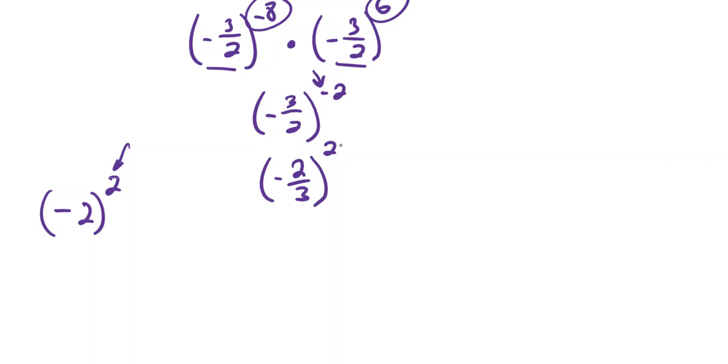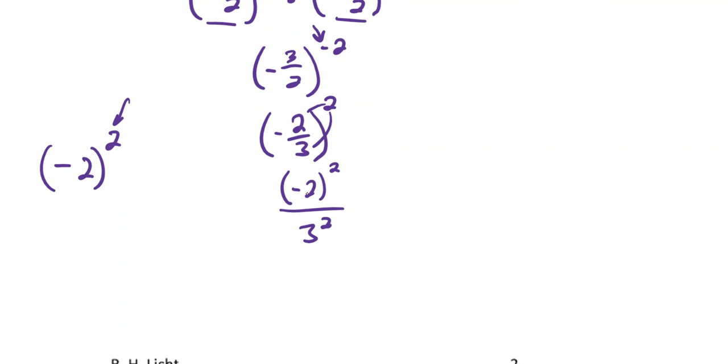You could also think about it this way. If we broke this up, this would be the same thing as like negative 2 squared over 3 squared, right? If we applied the 2 to both of those. So the negative 2 is going to come out positive. Okay, so in the end, that's going to come out as 2 to the power of 2 is 4. 3 to the power of 2 is 9. So 4 over 9.